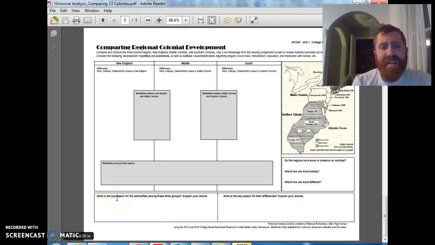You want to answer what is the key reason for the similarities among these three groups. You want to be able to explain your choice. All right. Then on the right-hand side, we want to leave this behind right now. I want to come back to that at the very end. We'll look at that with the check for understanding.